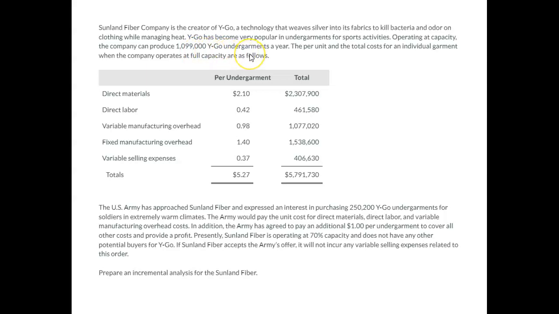1,099,000 undergarments a year. And then we've got information here on the per unit and total cost for an individual garment when the company operates at full capacity. Okay? Now, let's read this next paragraph.